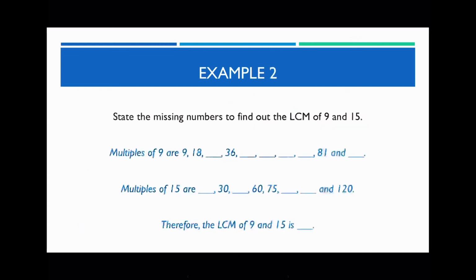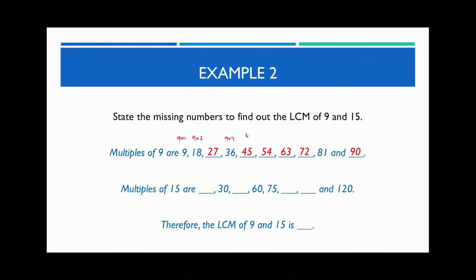Example 2 wants you to state the missing numbers to find the lowest common multiple of 9 and 15. So all you need to do is list down all the multiples. 9 times 1, 9 times 2, 9 times 3, 9 times 4. You get the idea. So that's all we're doing. This is 9 times 1, this is 9 times 2. So the missing number over here, 9 times 3, is equal to 27. This is 9 times 4, and this is 9 times 5, that's 45. And then this is 54, 63, 72, and 90.